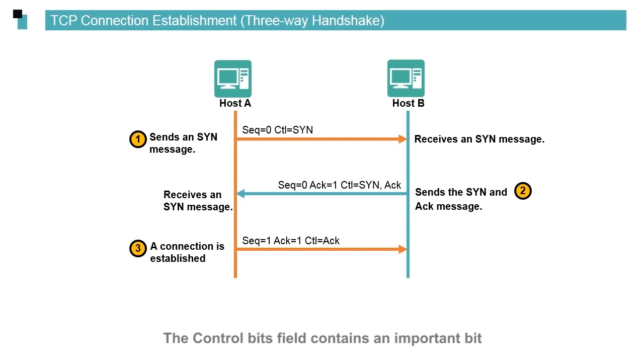The control bit field contains an important bit called synchronization. In data with a sequence number of 0, the synchronization bit is set to 1. The TCP message sent by device A also includes other information, such as a destination port number and a source port number. When device B confirms that the port to be accessed by device A can be opened, device B replies with a TCP message to device A.